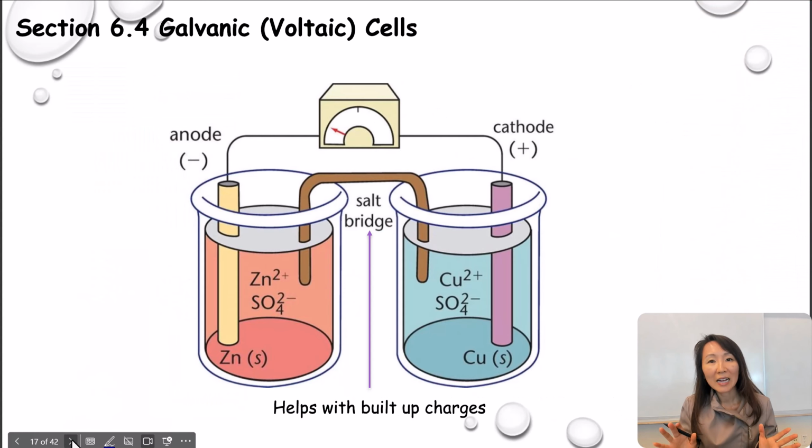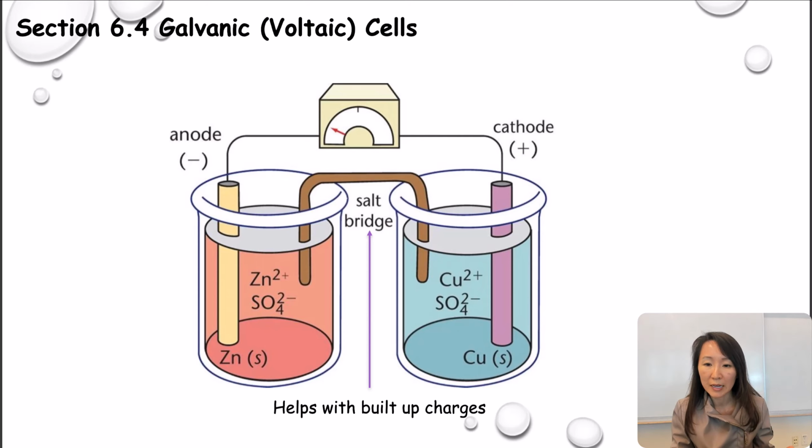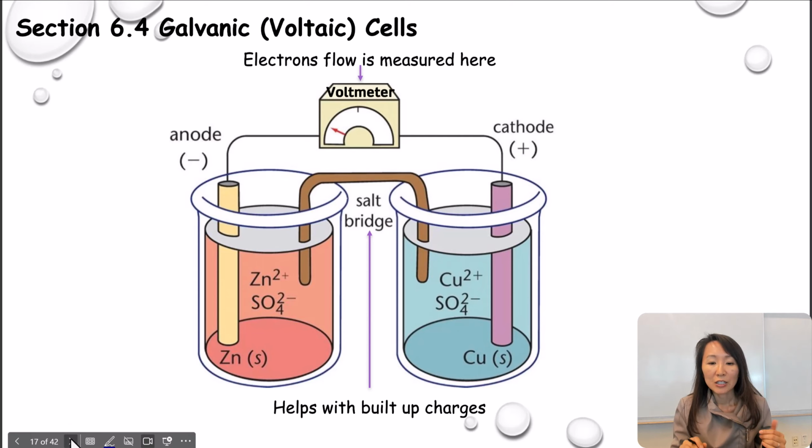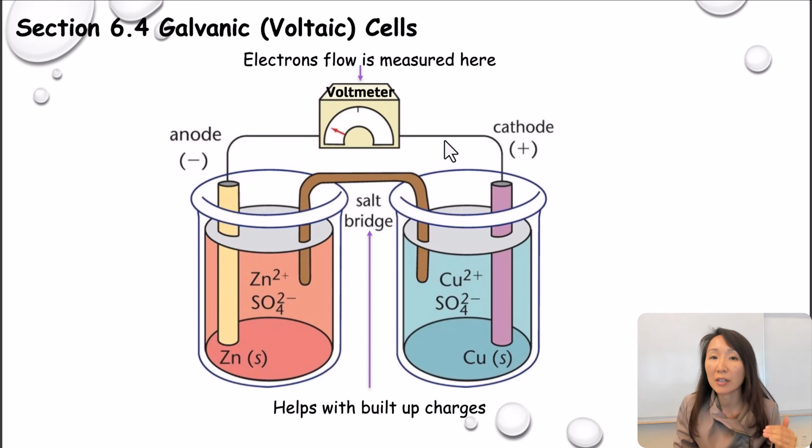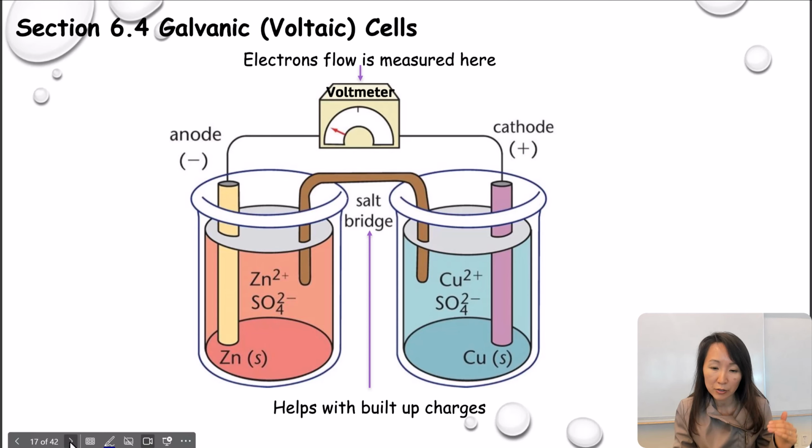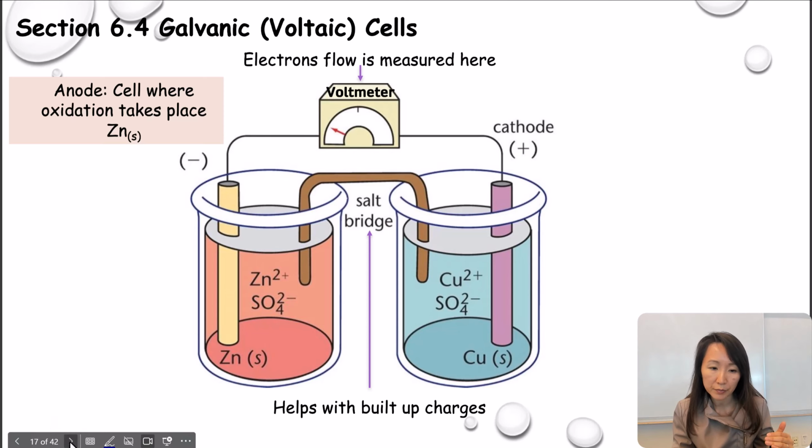So in this slide, it shows more of a zoomed in version of that voltaic cell. And you can see all the little components, and I'm going to address all the components in a moment. So this device right here, also known as the voltmeter, the electron flow is going through there, and it's going to measure the electron flow. Okay, it's going to be measuring electron flow through there.